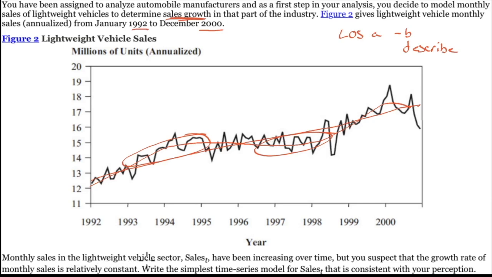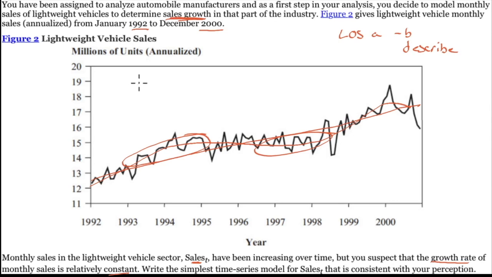Monthly sales in the lightweight vehicle sector, sales T, have been increasing over time, but you suspect that the growth rate of monthly sales is constant. So we're being told the growth rate is constant, not the increase is constant. The growth rate is constant. It's screaming log linear, right? Write the simplest time series model for sales T that is consistent with your perception.